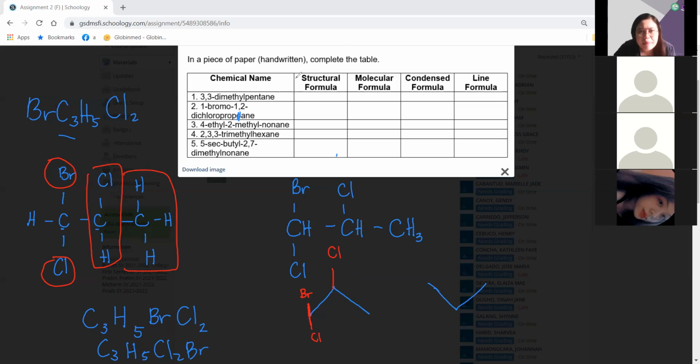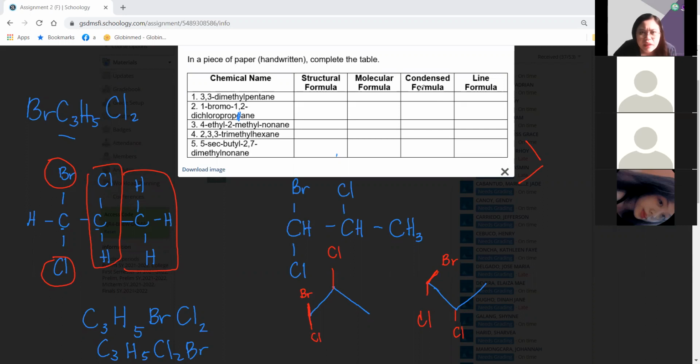If it's not placed, ma'am, what do you mean not placed? If it's not straight, what do you mean not straight? Like the other one is here, and the other one is going down. That's okay, because they are still bound on carbon number 1. As long as they are on carbon number 1, no problem. It doesn't matter if one is like this and the other is like this, as long as their places are correct. Okay?